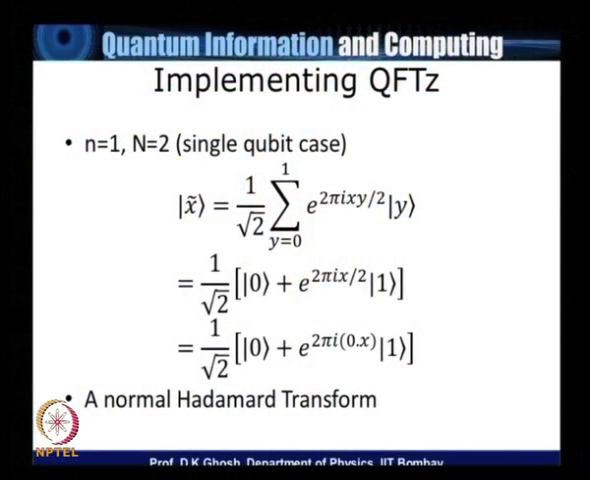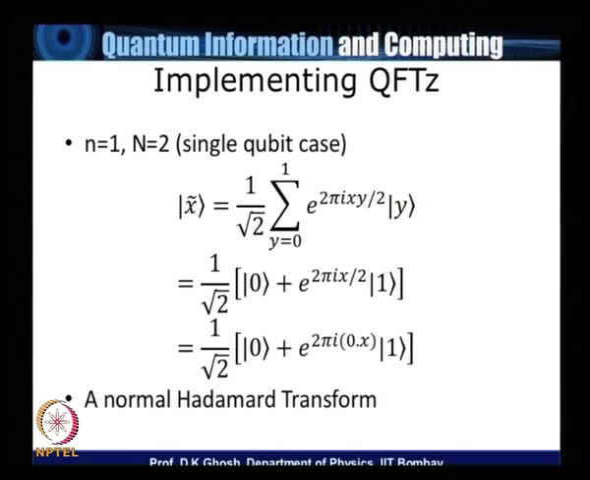Now, this is of course trivial. So, therefore, in this particular case, the QFT for n is equal to 1 is implemented just by having a Hadamard gate. Now that we have seen that for n is equal to 1, that is capital N is equal to 2, the Fourier transform may be implemented by application of a normal Hadamard transform.